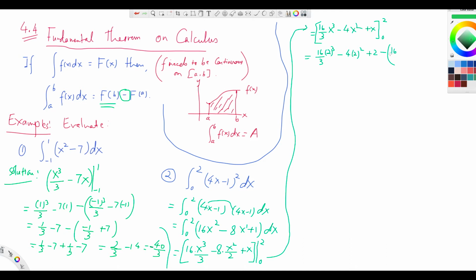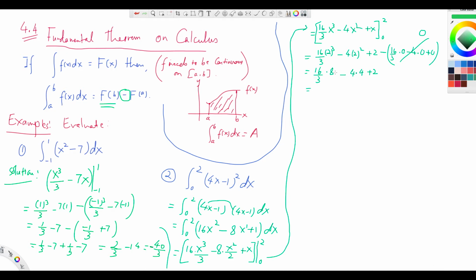So 16/3 times 0 to the cubed is 0, right? Minus 4 times 0 plus 0. So basically this thing is 0, right? So what is left here is 16/3 times, what is 2 to the third? It is not 6, right? It is 2 times 2 times 2, so that is 8. Minus 4 times 4, and then plus 2 minus 0, so you don't have to worry about that.